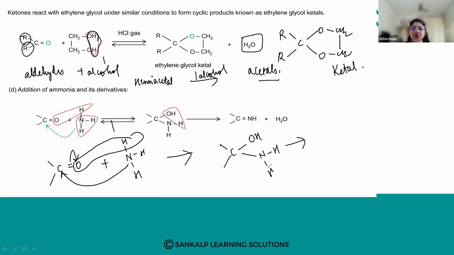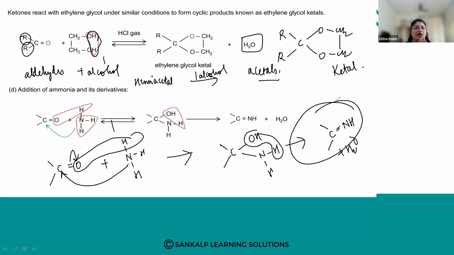Now this will undergo rearrangement to give you C, where it leaves as a water molecule, and it gives you an imine system. So whenever a nucleophilic addition reaction of ammonia takes place with a carbonyl group, it gives you an imine system.